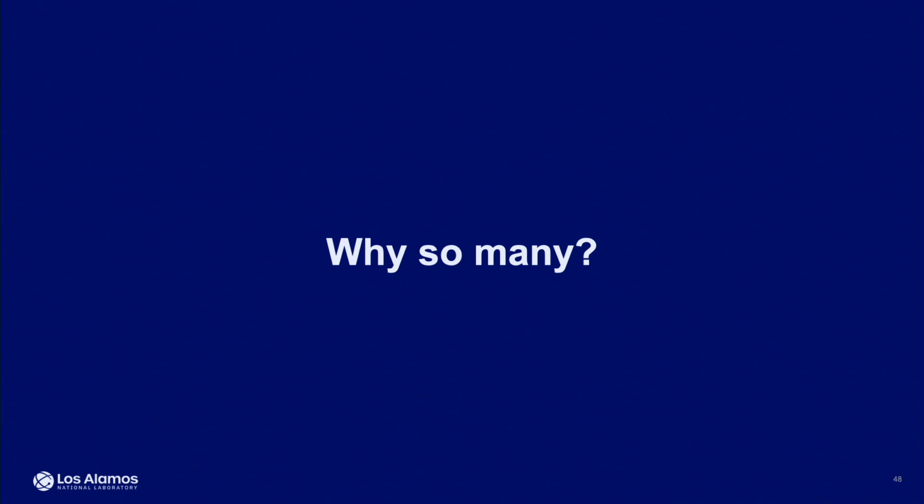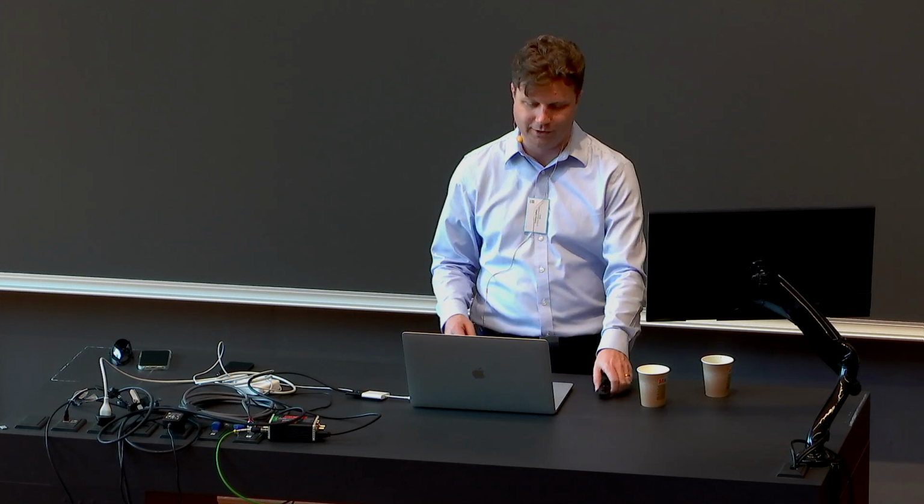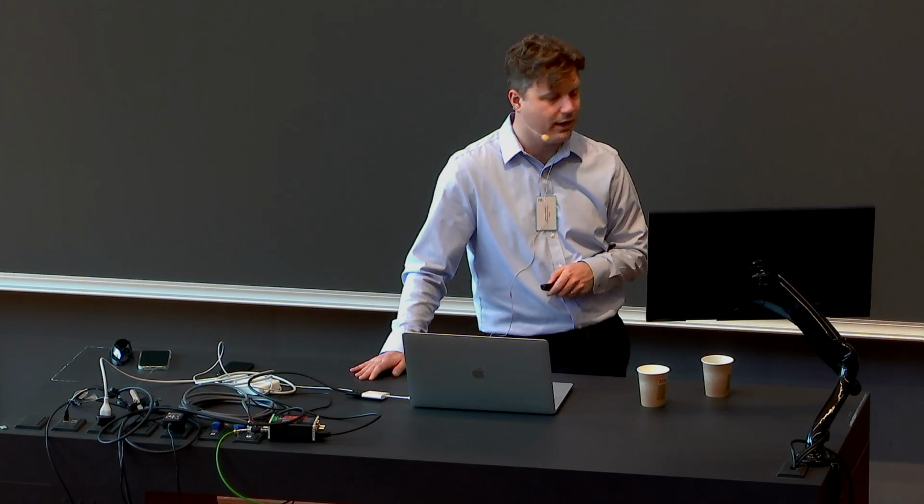Why are there so many companies all at the same time? The short answer is that there is no transistor yet for quantum computing. If you think back to the early days of classical computing, we had vacuum tubes, we had mechanical computers, we had all sorts of weird computing technologies, but it was the invention of the transistor that basically transformed everything into one dominant solution. Right now, there's no transistor for quantum computing, so everyone has a different approach and a different qubit technology with different pros and cons.